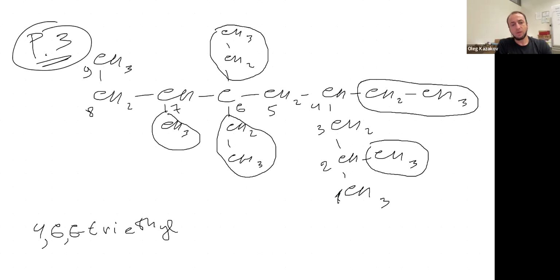And then we're not going to say 4-ethyl, 6-ethyl, 6-ethyl. That's going to be too repetitive and against the rules. So 4,6,6 triethyl.